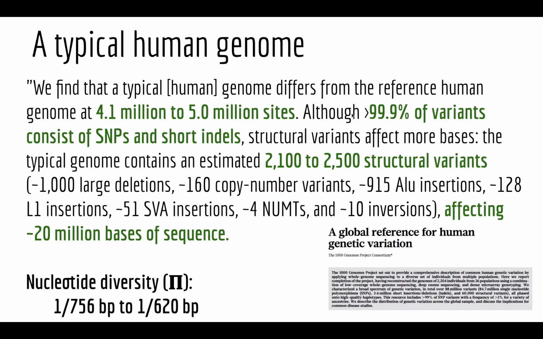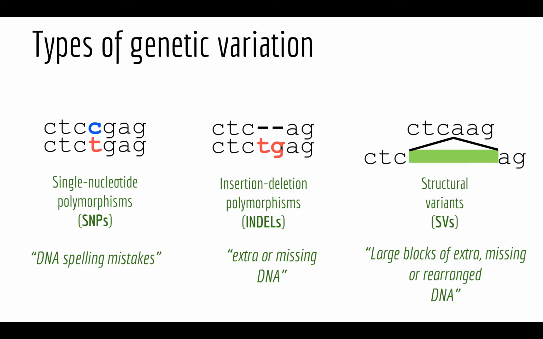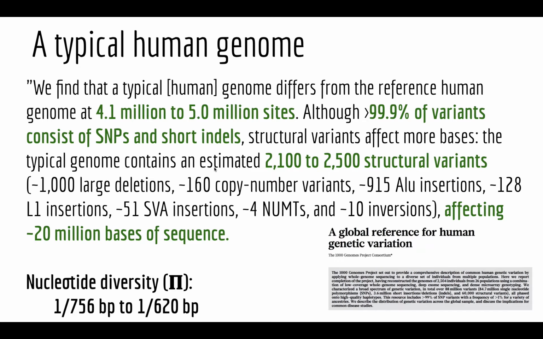But as I mentioned before, a typical human genome differs from the reference genome, what we looked at last time, at about 4 to 5 million sites. While most of these variants are these SNPs and indels, the first two categories, they find that a typical genome contains 2,000 to 2,500 large deletions, copy number changes, these retrotransposon insertions that we talked about, et cetera, et cetera.